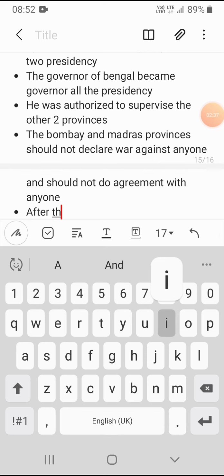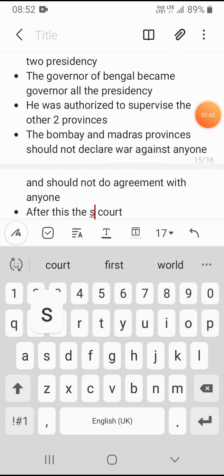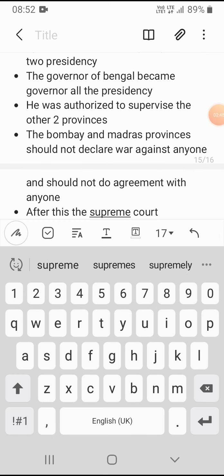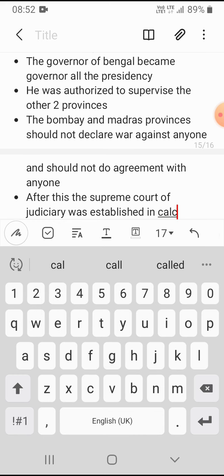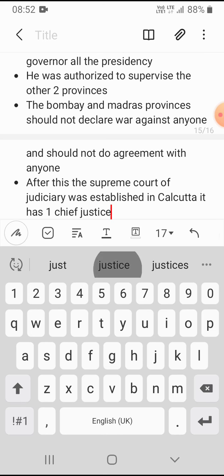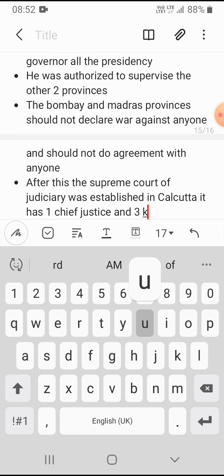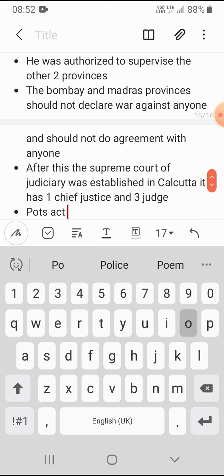After this, the Supreme Court of Judiciary was established in Calcutta, and it had one chief justice and three judges. So after this, the Pitt's India Act of 1784.